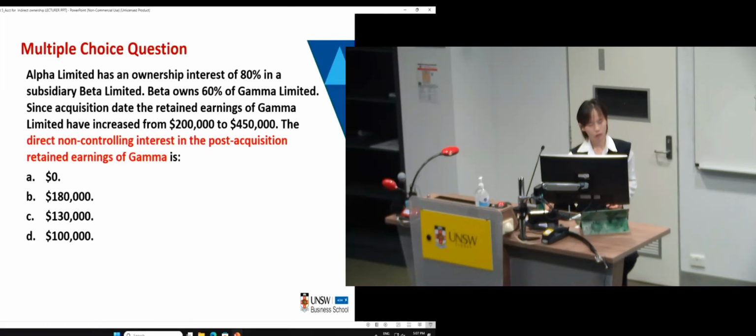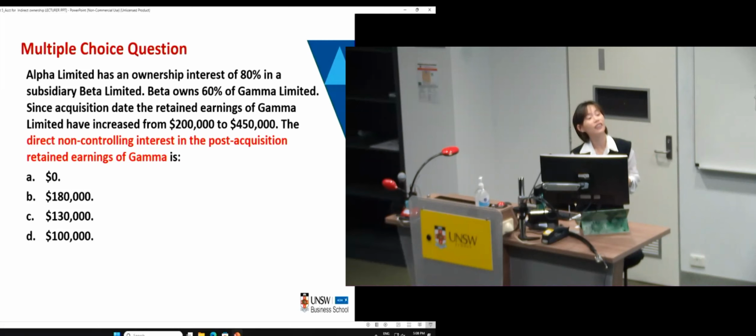Look at the requirements carefully, okay? The question here asks you to identify NCI interest in the post-acquisition reserves and earnings of Gamma. Who is Gamma? That is a grandchild company in the group. So D, last one. Let's see if any different opinion. Changyi, Wang Changyi, which one you think is right? You choose C, right? Okay. Now let's ask one more. Hongren, what's your opinion? You also choose D. Okay.